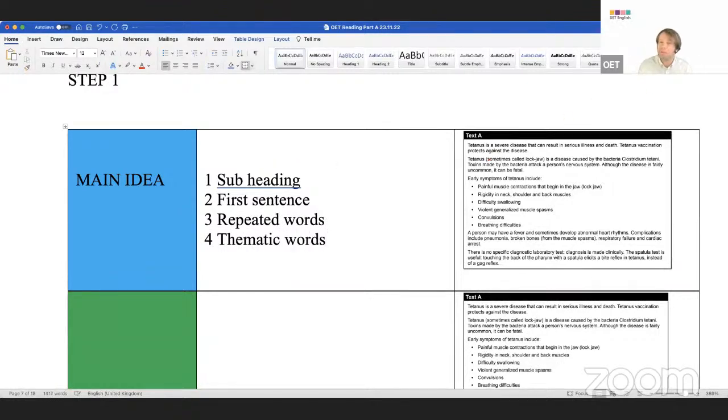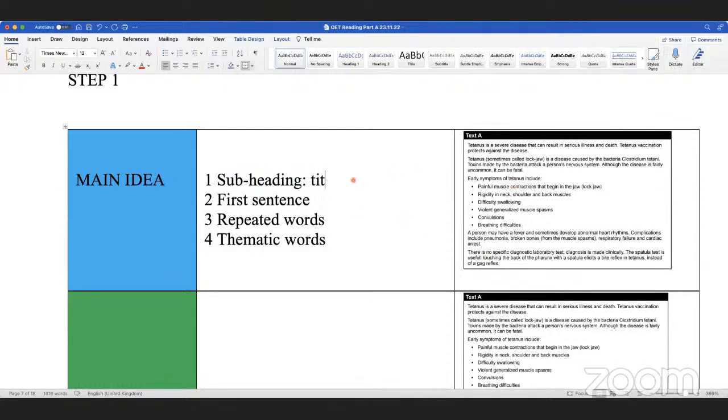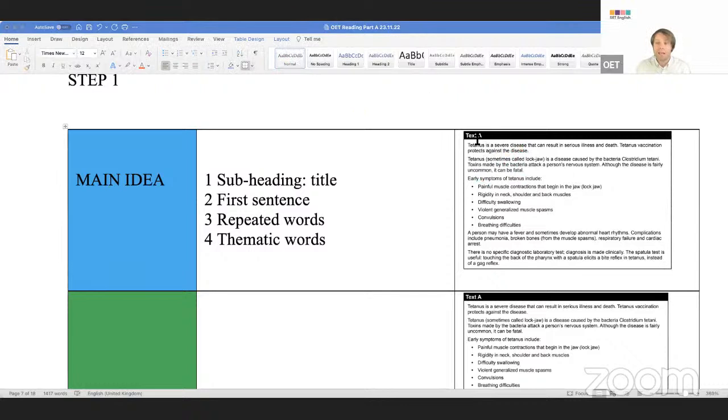Okay, so we're going to explain this here. Subheading, what does that mean, guys? It's like a title. It's just a title, isn't it? Smaller than a title. Do we have a subheading here? No, there isn't one, right? If there was one, it would be here, and it would say tetanus, blah, blah, blah. So here there is no heading, okay?